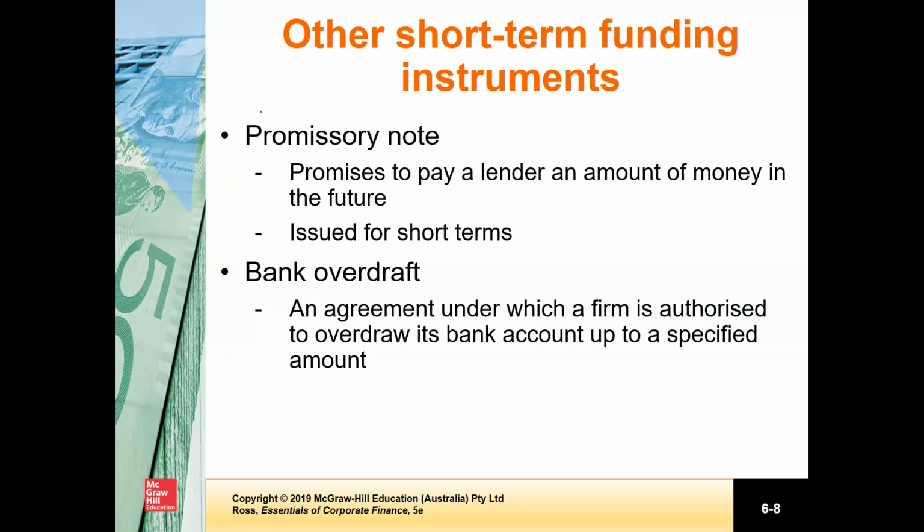Another one is a bank overdraft. A bank overdraft is an agreement under which a firm is authorized to overdraw its bank account up to a specified amount. So if you have a bank account, you may have a bank overdraft agreement, so you will be allowed to withdraw more than what you have in your bank. In this case, the borrower is required to make sure that their bank balance fluctuates by periodically drawing down the overdraft up to the limit and then repaying some or all of it. Banks like to see the overdraft being used, but not necessarily to its limit at all times.